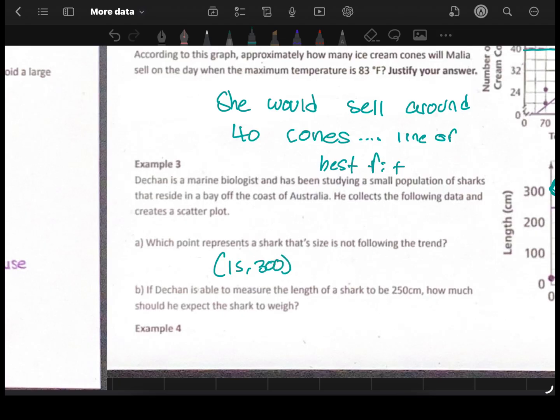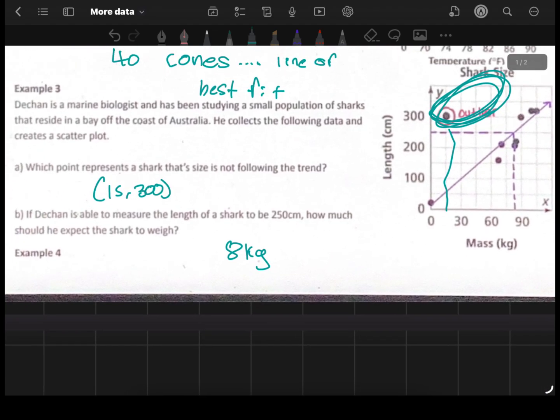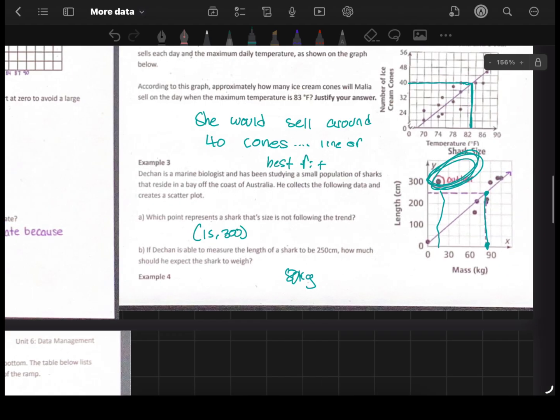Deshawn was able to measure the length of a shark to be 250 centimeters. How much should he expect the shark to weigh? And I would say approximately 80 kilograms. And that's because when we look here, at 250 centimeters, it really is an interpolation, and we can determine that it's around here, so it's about 80 kilograms.